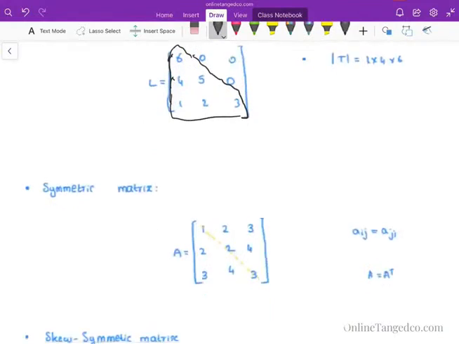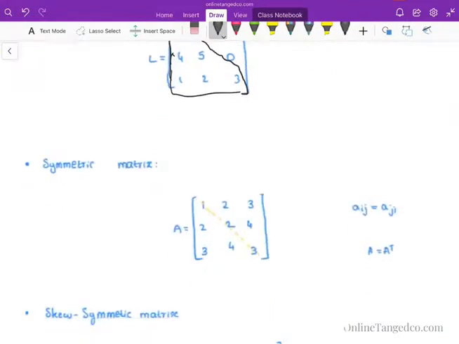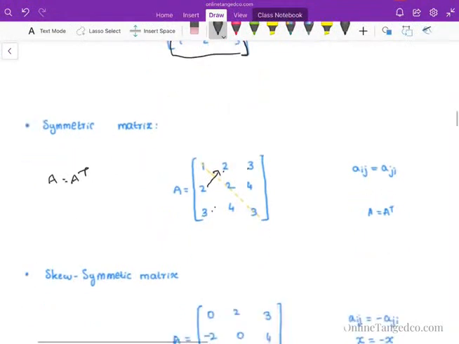Then the symmetric matrix. The property of a symmetric matrix is that if you take the transpose of this particular matrix, A is equal to A transpose, and then it is called a symmetric matrix. This means the opposite indices are equal: 2 is equal, 3, 3, 4, 4. We'll give the definition of transpose later. Transpose means you have to interchange the rows and columns.